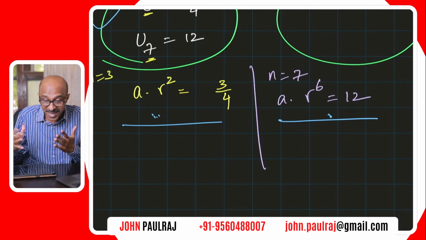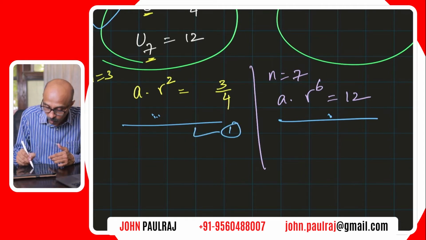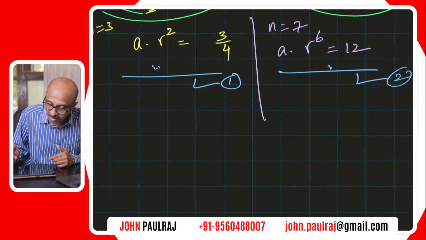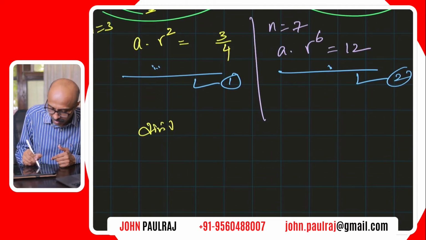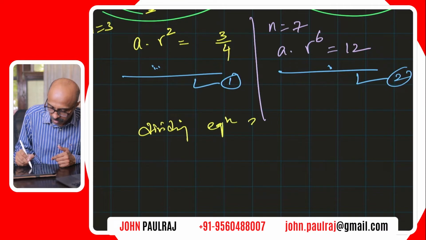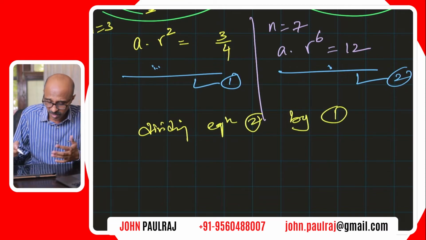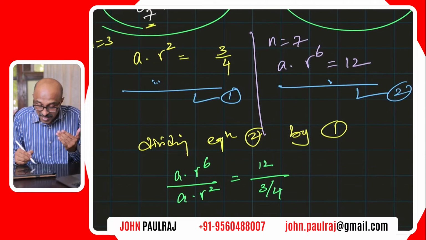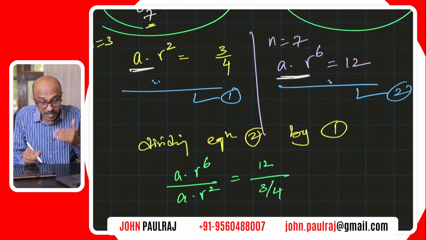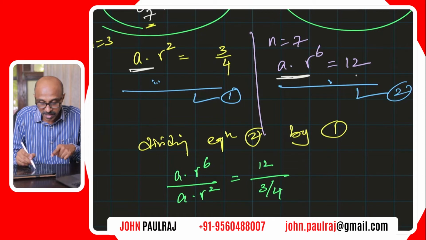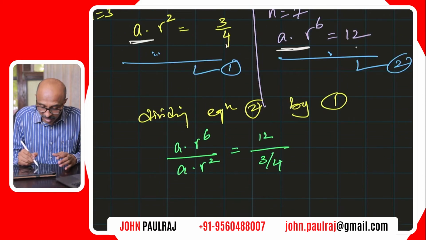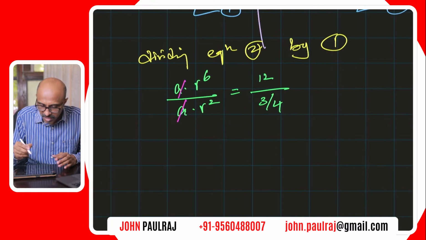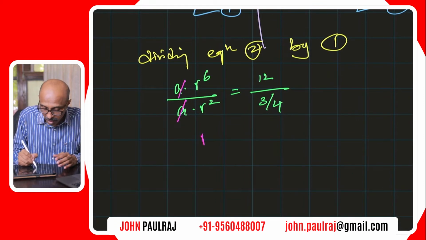Now, we can divide these two equations. Call this equation 1 and this equation 2, and divide equation 2 by 1. You can even do it the other way around, but that doesn't matter. So a times r to the power of 6 over a times r squared should be equal to 12 divided by 3/4. It's basically dividing the left-hand side of equation 2 by the left-hand side of equation 1, and the right-hand side of equation 2 by the right-hand side of equation 1. That's basic algebra. Then we can cancel off the a, and r to the power of 6 divided by r squared gives us r to the power of 4.